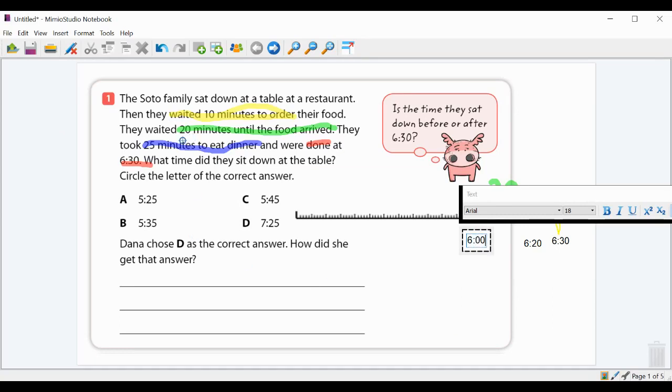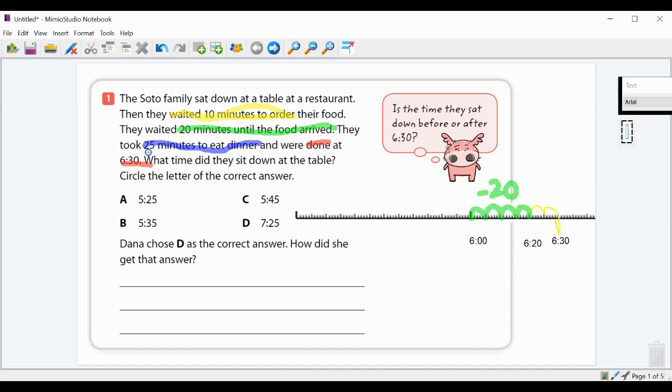Right? And now we need to talk about this 25 minutes that they took to eat dinner. And we're here at 6 o'clock. So we're going to a different hour now. And what hour comes before the 6? It'll be the 5. So we're going to be in the 5 o'clocks here. But we need to take away 25 minutes. So 5, 10, 15, 20, 25. And let's see what that would give us.